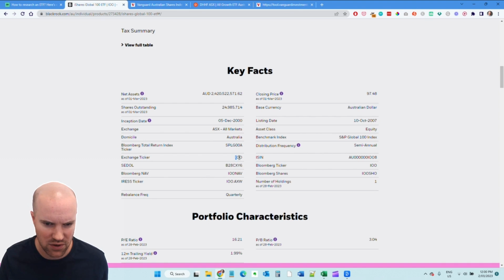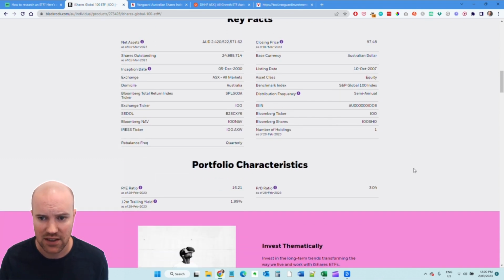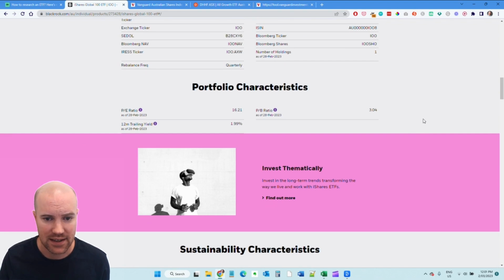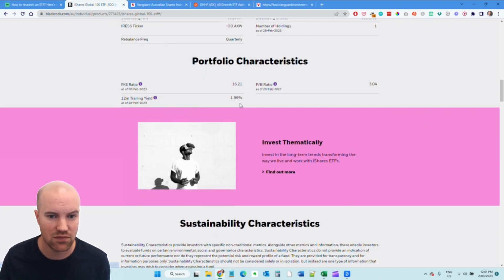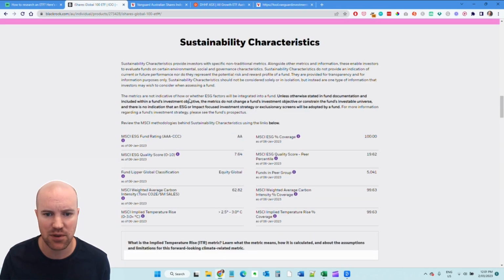What else might you look for? There's a ticker name, rebalance quarterly. That means the companies within the fund are realigned to the index every quarter, every 3 months. Distribution frequency is another one. You get dividends paid semi-annually, which means twice a year. So probably July and January. The yield, 2% at this point.